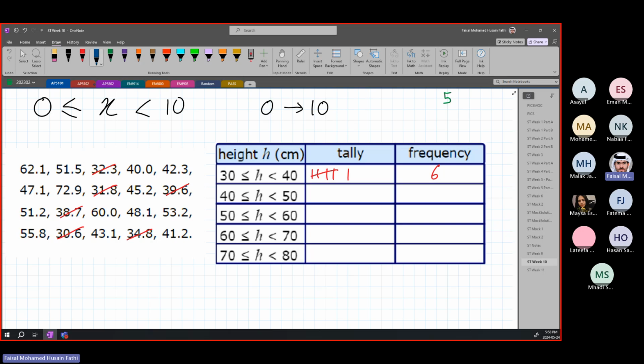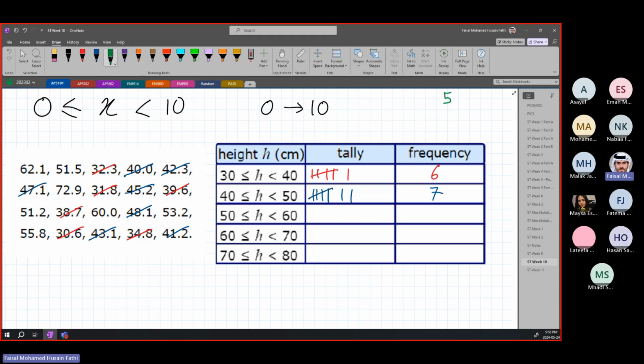Same thing again. Now 40 is included, but 50 is not. So we're looking at numbers between 40 and 50. So here we have 40, that's 1. 42.3, that's 2. 47.1, that's 3. 45.2, that's 4. 48.1, that's 5, so we cross it out. 43.1, that's 6, and 41.2, that is 7.